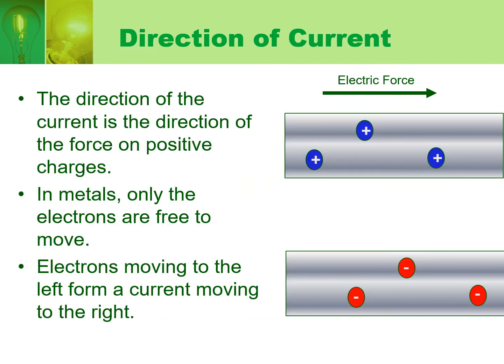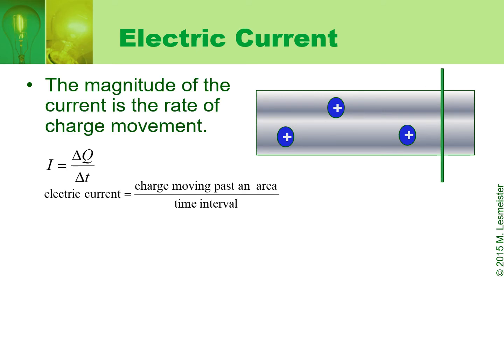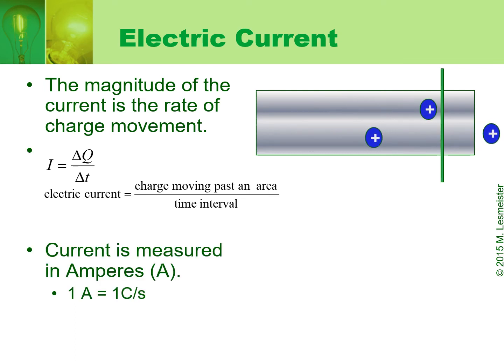For historical reasons, the direction of the current was defined as the direction that positive charges would flow. Now we know in metals only the electrons are actually free to move. So electrons moving to the left form a current moving to the right. The mathematical definition of current is as follows. Current is defined as the amount of charge that moves past a point in a circuit in a given amount of time. Since charge is measured in coulombs and time is generally measured in seconds, current is measured in a unit called an ampere, which is equal to 1 coulomb per second.